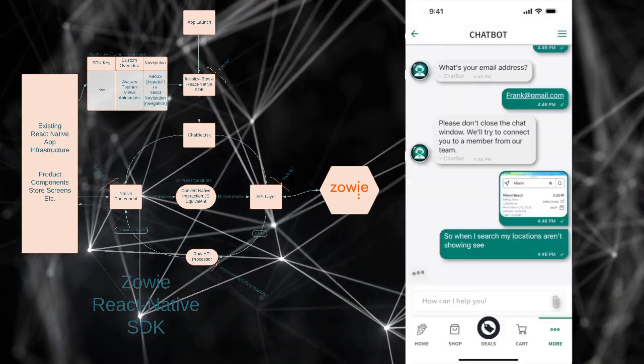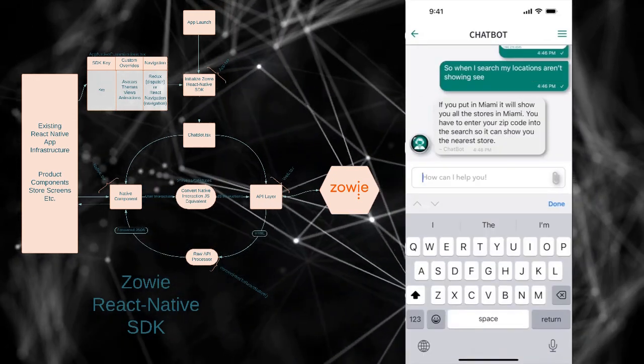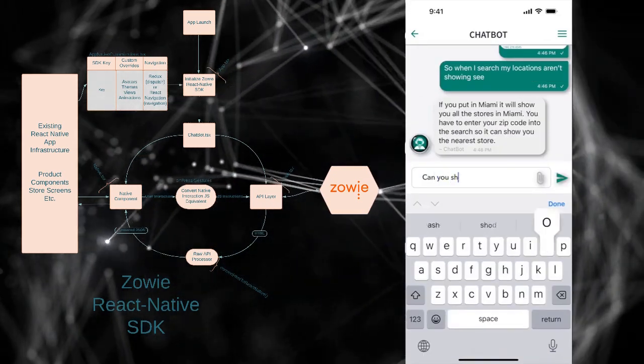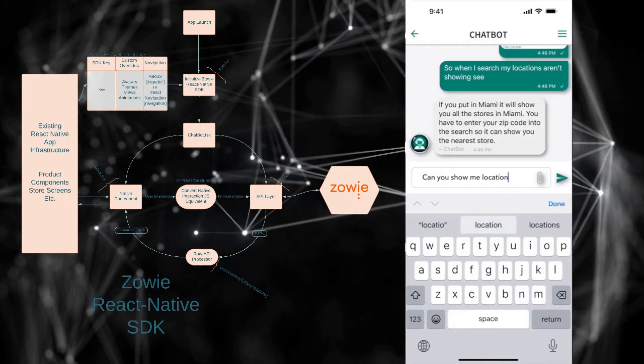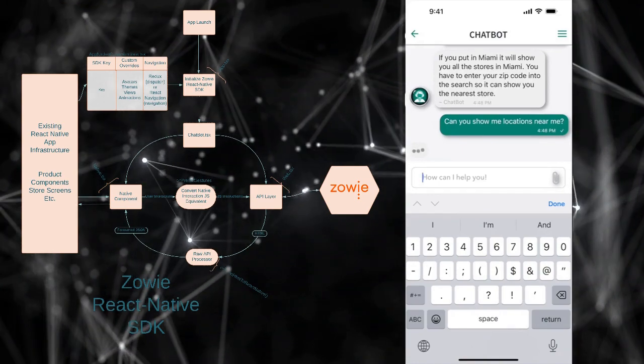So let's see. Okay, it's loading. And it actually handled it very intelligently. It said, if you put in Miami, it will show the stores in Miami. You have to enter the zip code, which I thought was a pretty innovative response because it's true.